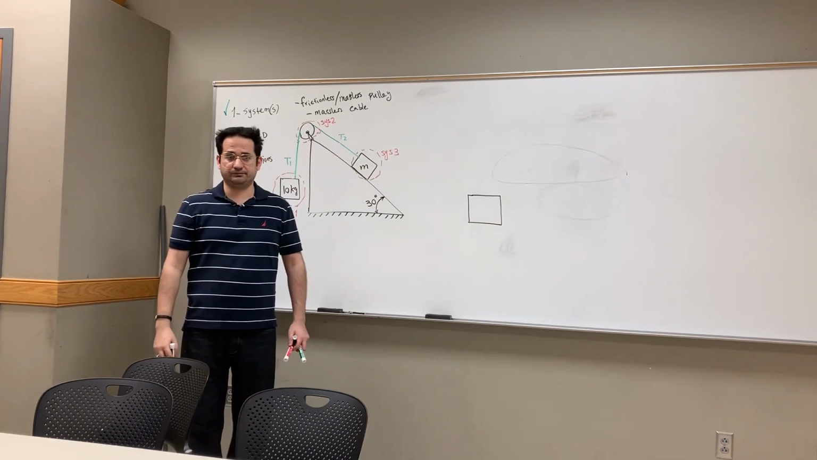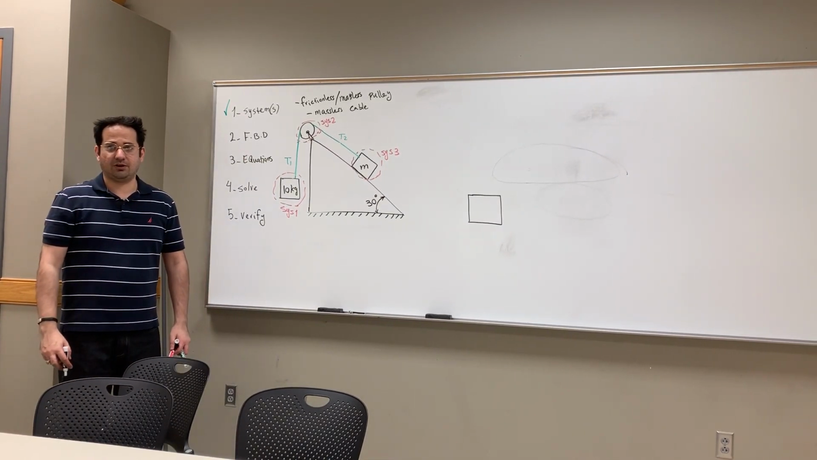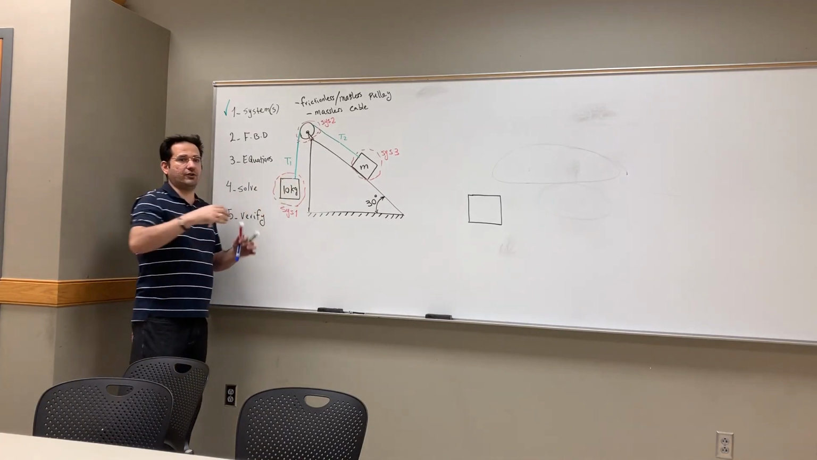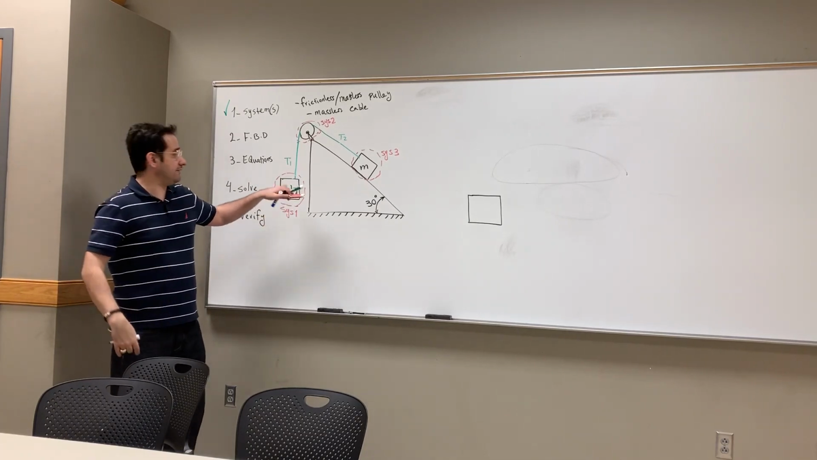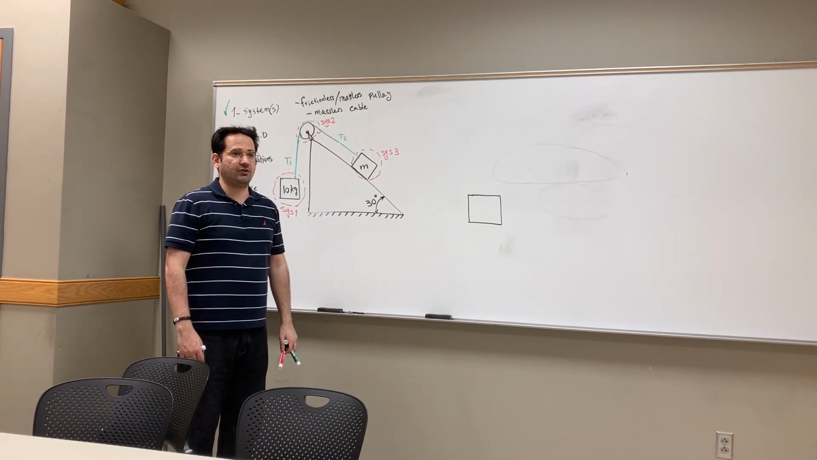What should I do in order to draw the FBD? Just the block and the rope. Just draw the block and the rope. You're trying to isolate this object from the surroundings and put the effect from the neighbors on it. So that's the concept of the free body diagram.